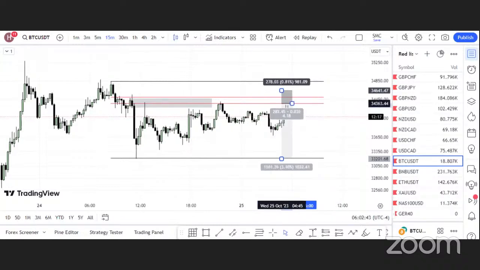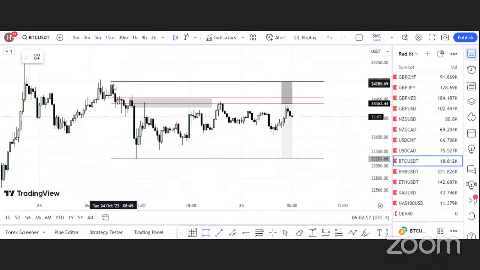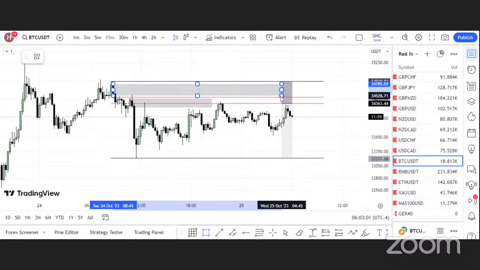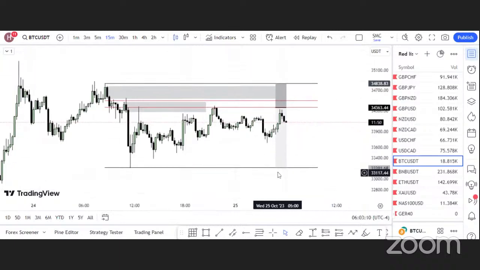So if this market gets to this area again, I think the market wants to mitigate the other block that is here, because we have this other block, and the other block hasn't been mitigated yet. Okay, the other block is yet to be mitigated. So I think the market would come to the other block, and if this market moves to this other block, then here can actually be our take profit level.